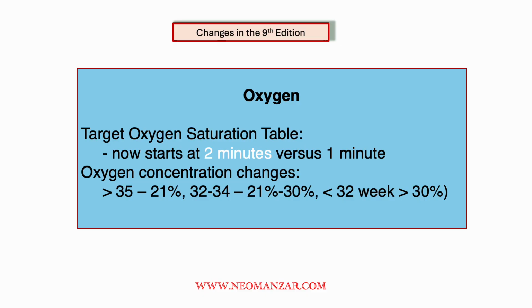The second thing about oxygen is the concentration range. So if the infant is greater than 35 weeks, you can do 21%. Between 32 to 34, you can do between 21 to 30. And less than 32, you can do 30%. So easy to remember: if the baby is less than 32, start at 30 and you can go up accordingly. And so just remember this chart.